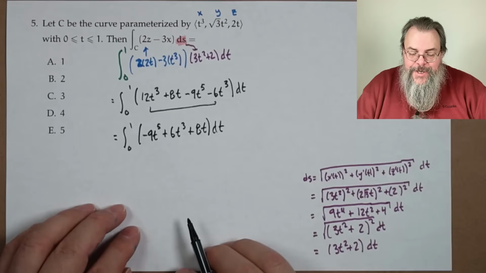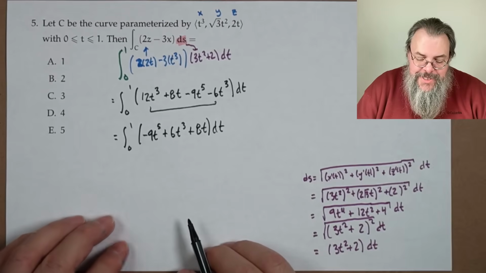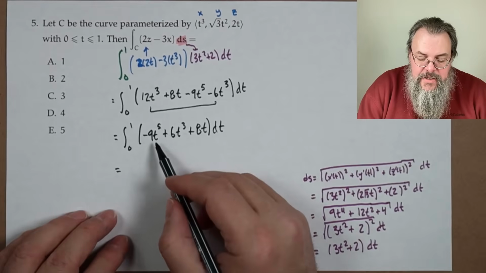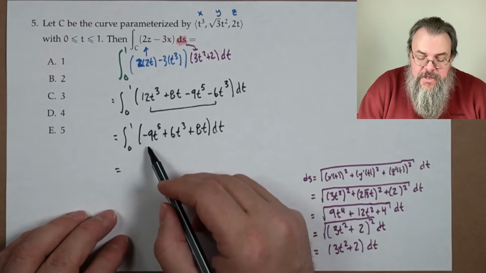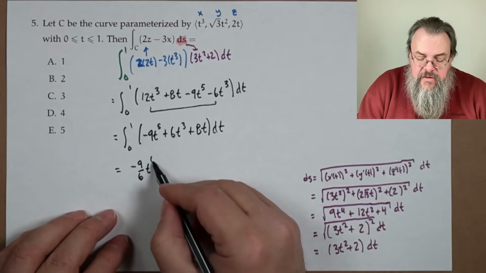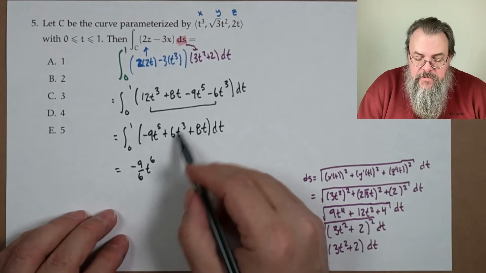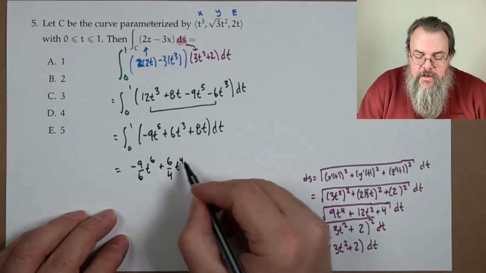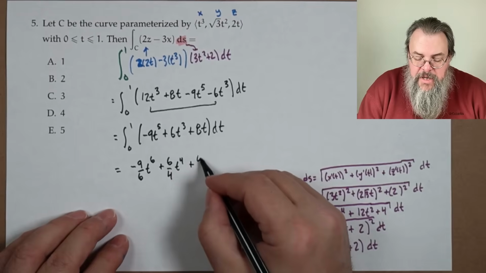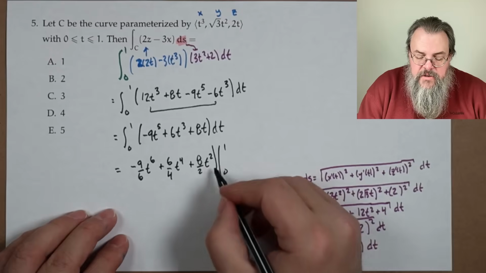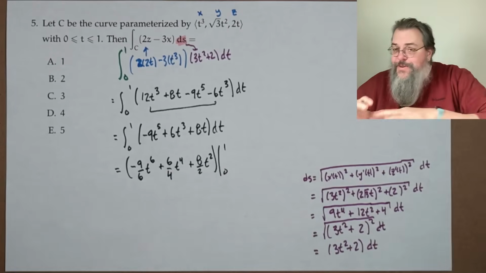All right, good. We're getting close. We're almost there. So let's integrate. Add 1, divide by the new power. So minus 9 over 6, t to the 6. Add 1, divide by the new power. 6 over 4, t to the 4. Add 1, divide by the new power. 8 over 2, t squared. Evaluate from 0 to 1. Now when you plug in 0, everything's 0.